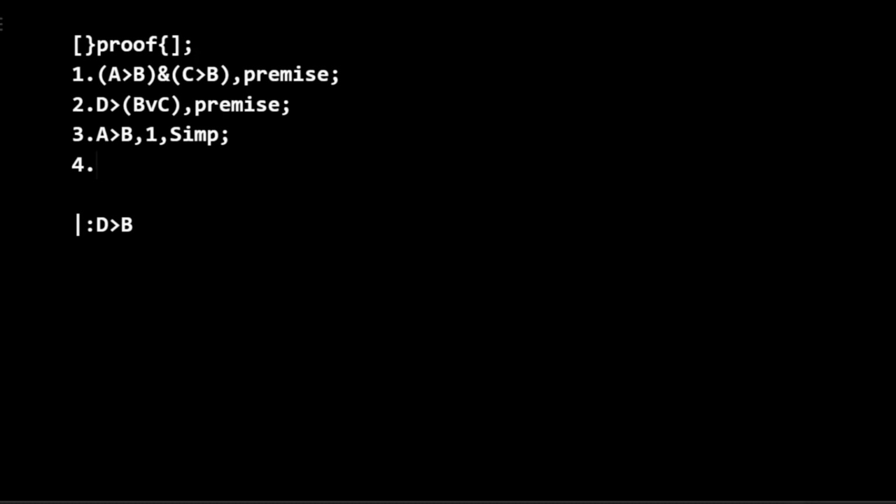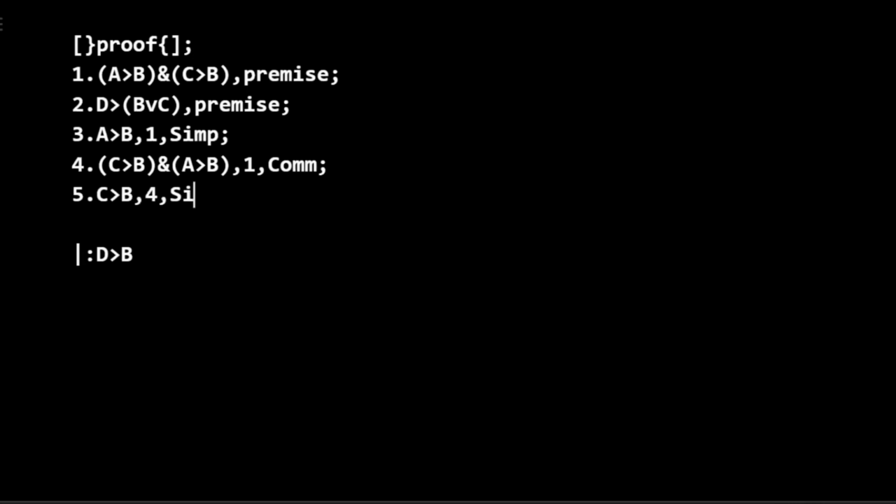So let's see, we've seen things like this before, so let's get this out of the way. Simplification of line 1, and then doing C only if B and A only if B, line 1 by commutativity, and then simplifying that. Okay, so we get lines 3 and 5. And okay, so that looks pretty good.